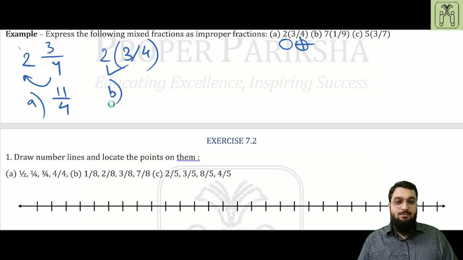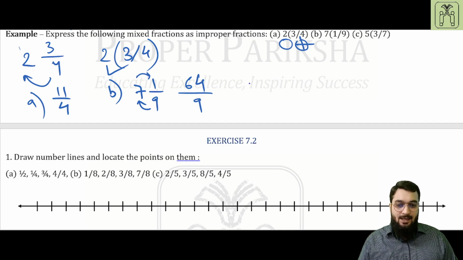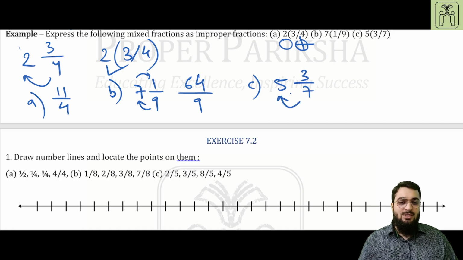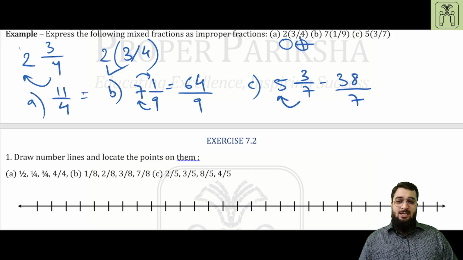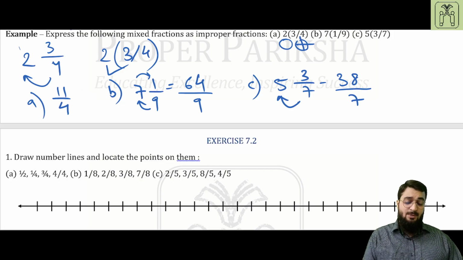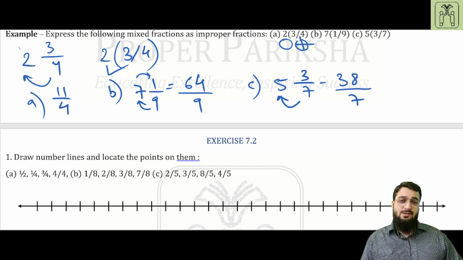Coming to the next, B, 7 1 upon 9. So 7 1 upon 9. So 9 sevens are 63 plus 1, 64, and this will give 64 upon 9. Coming to the part C, 5 3 upon 7. This will give 7 fives are 35 plus 3, 38, and that will give 38 upon 7. So these are the answers, and this is the method of how to make an improper fraction into a mixed fraction and a mixed fraction into an improper fraction. So in the next video, we'll be dealing with exercise 7.2.